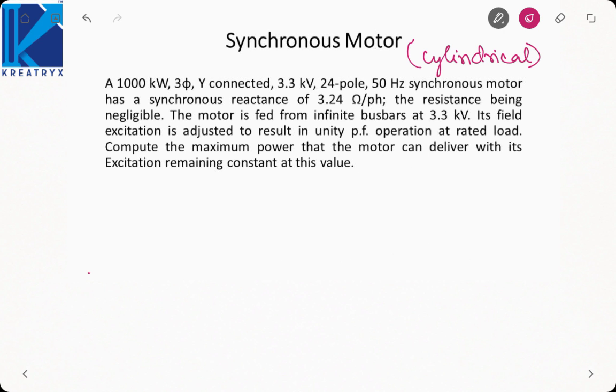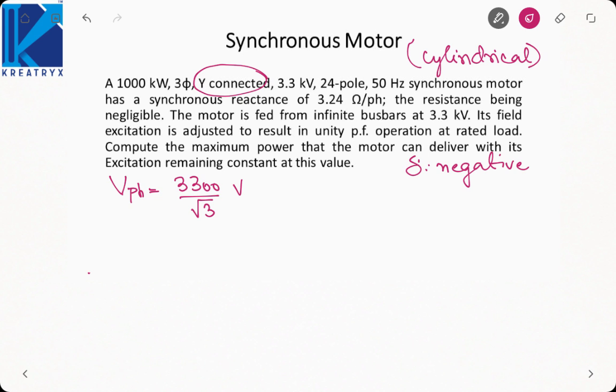So let us see. And the other thing that you have to remember is here the power angle delta is negative. Okay. It is saying a 1000 kilowatt 3-phase star connected 3.3 kV, which means phase voltage is 3300 by root 3.